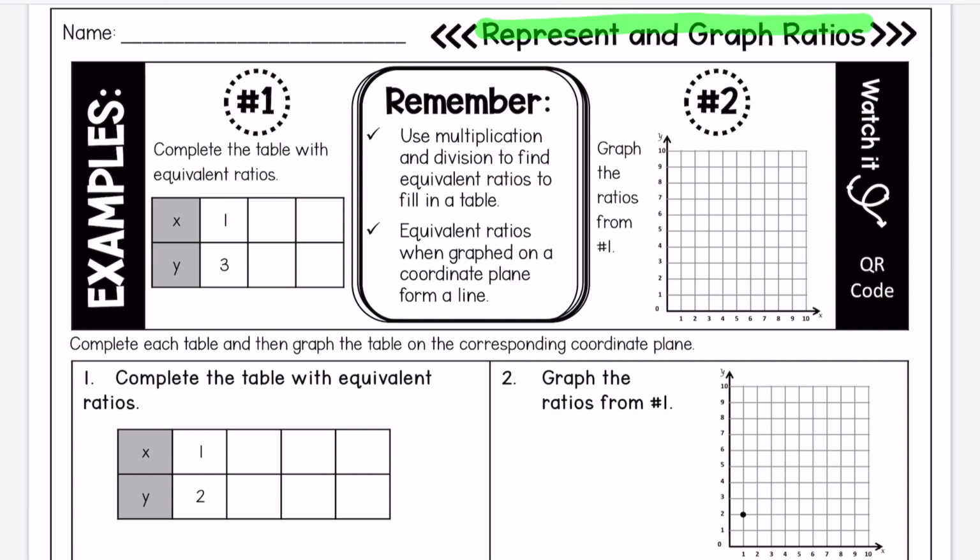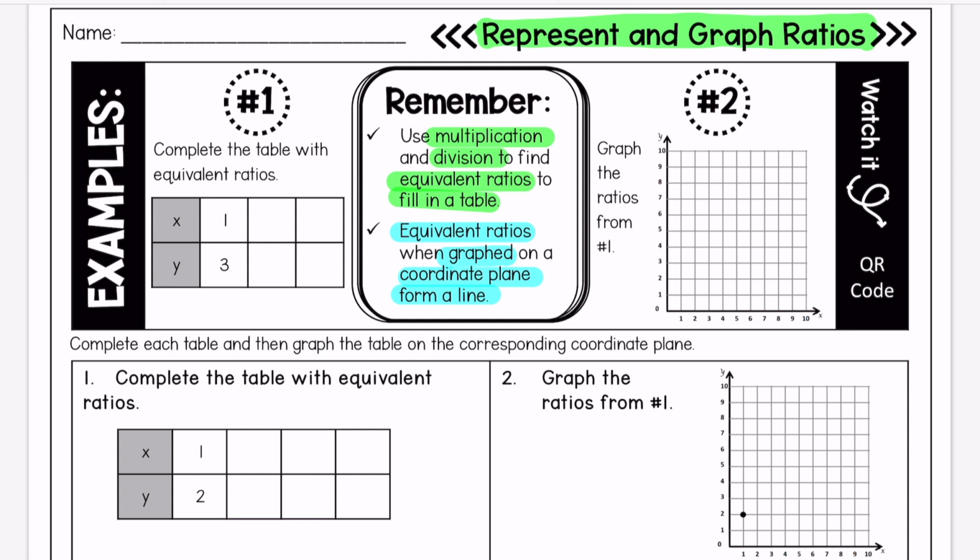Welcome to this lesson on representing and graphing ratios. Again, we're going to use equivalent ratios, which we find using multiplication and division, to help us fill in a table. Then, when we have our table, we're going to graph our table. And when you graph equivalent ratios on a coordinate plane, they're going to form a line. If they don't form a line, you know that something was done incorrectly.